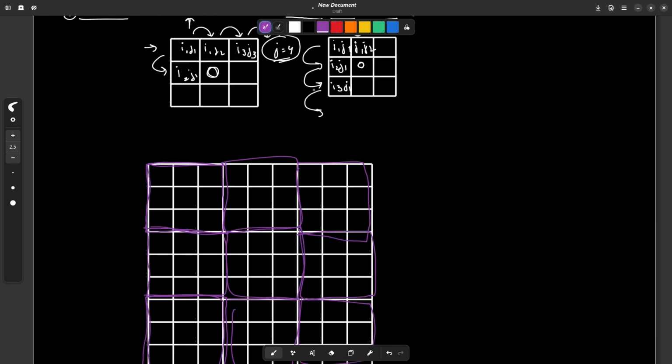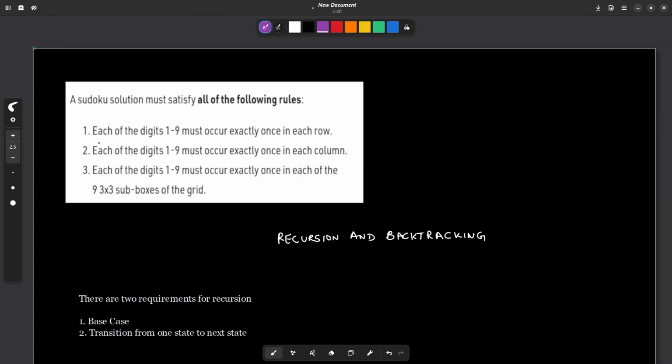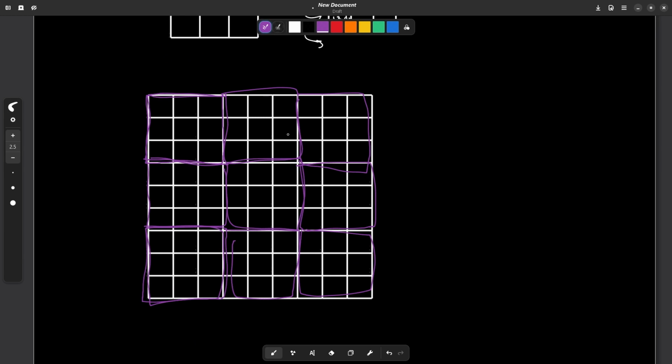So let us see what the rules were. It says that each of the 1 to 9 digits must occur exactly once in each row. So let's say this is the first row, this is the second row, this is the third row, this is the fourth row, fifth, sixth, seventh, eighth and ninth. Right. So 1 should occur exactly once in this row. Similarly for 2, 3, 4, 5, 6, 7, 8 and up to 9. Right. Now each of the digits must occur exactly once.